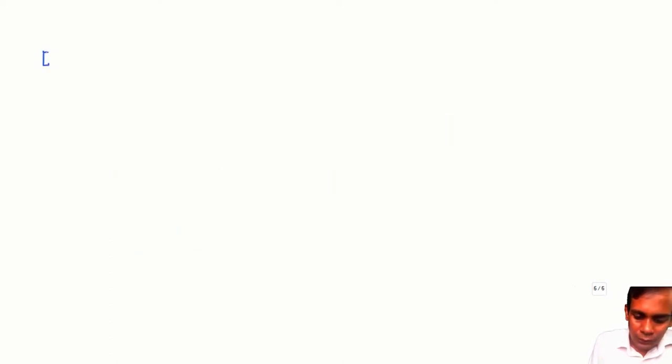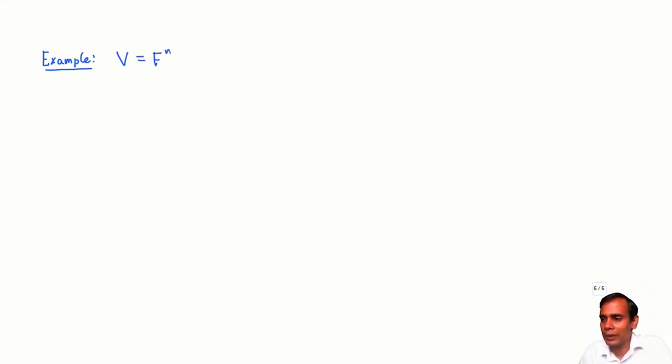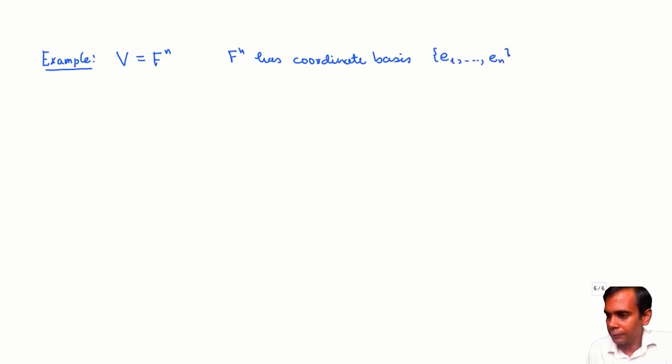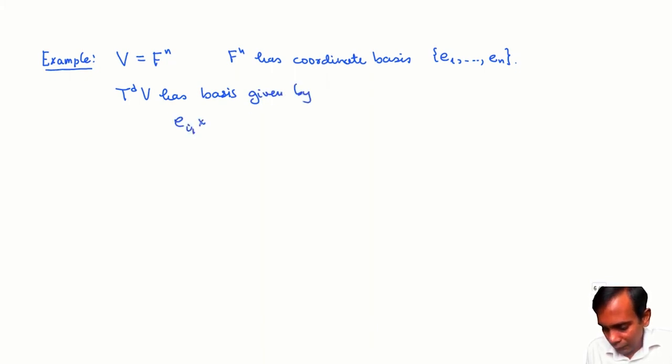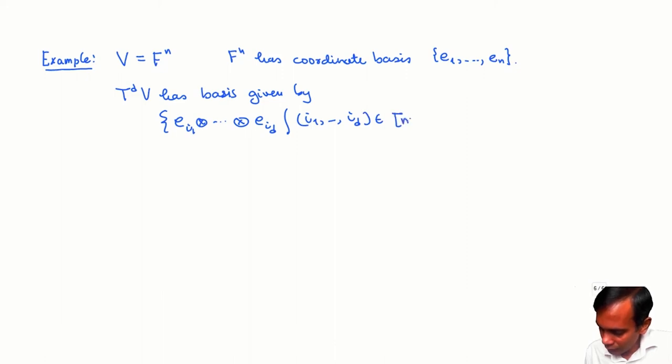Now let's look at the more general example, which is basically also the most general example for finite dimensional vector spaces. Every finite dimensional vector space is isomorphic to F^n for some n. So let's just take V to be F^n. Then this has coordinate basis, let's call it E1, E2, ..., EN. So Ei is the ith coordinate vector. It has 1 in the ith place and 0 everywhere else. And T^d V has basis given by E_{i1} tensor ... tensor E_{id}, where i1 up to id each lie between 1 and n, and there are d of them.